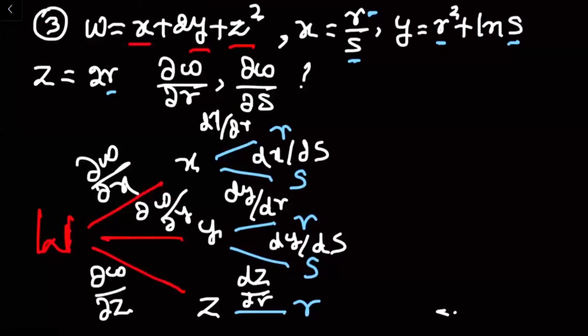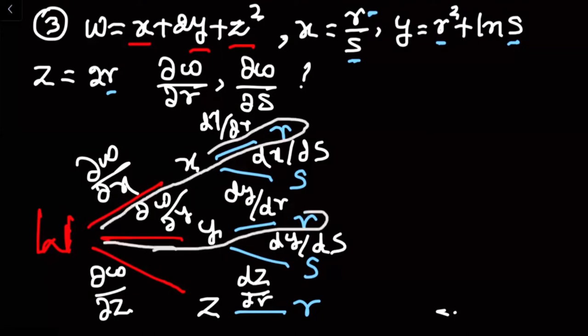Let us think about this. In order to solve for r, we have to follow this path, right? This path consisting of r. In the y variable, we have to follow this path consisting of r. And in the z variable, we have to follow the only path that consists of r. In order to solve with respect to s, we have to take the path consisting of s. The s is only in these two variables, x and y. There is no s in the z, so we don't need to take the z.